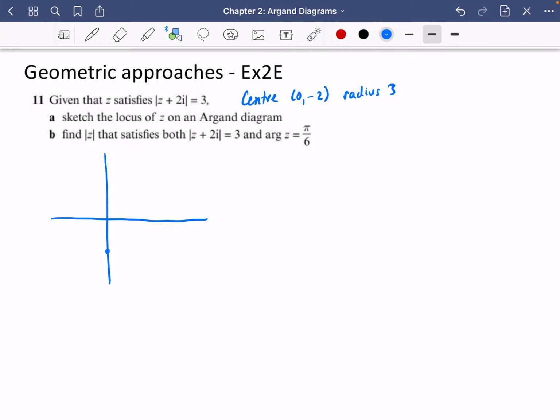I'm going to use my circle drawing tool like this. Oh my gosh, not good. I can move it though. Okay, so that's one of them.